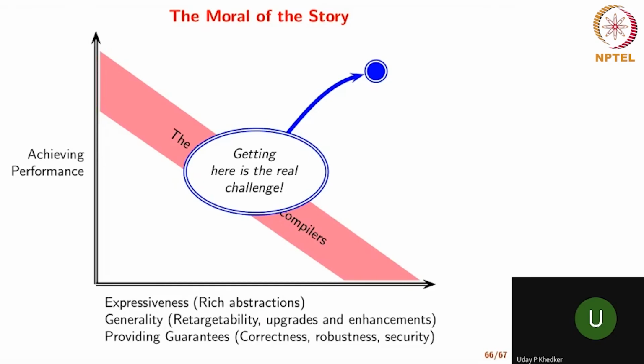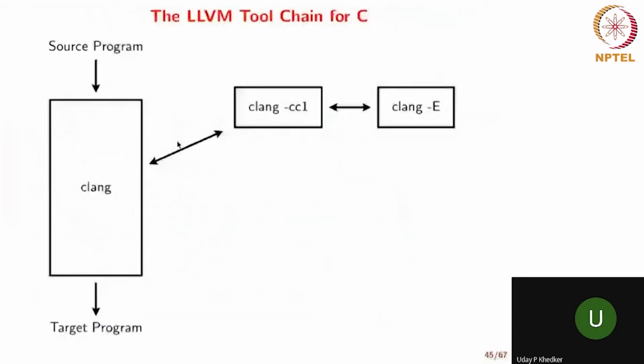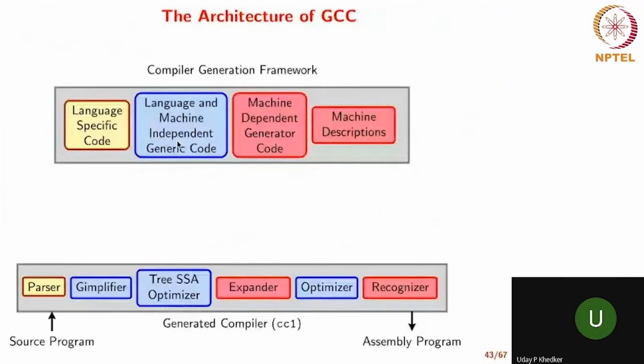GCC's backend is supposed to work on close to 200 processors. So GCC is actually a framework. It's not a compiler. You generate a compiler out of that framework. So I rushed through some of the slides. Maybe I will get back to it. So GCC is a compiler generation framework.